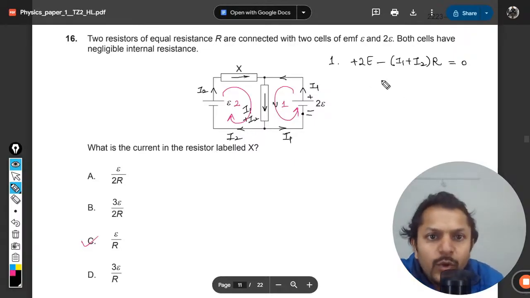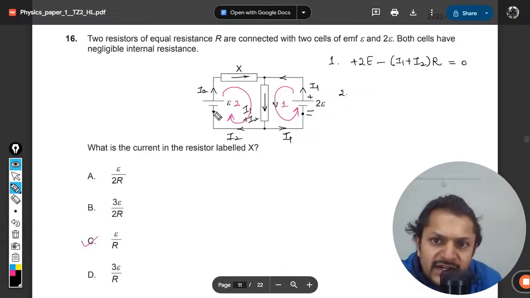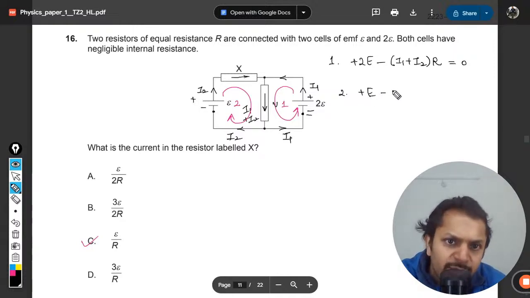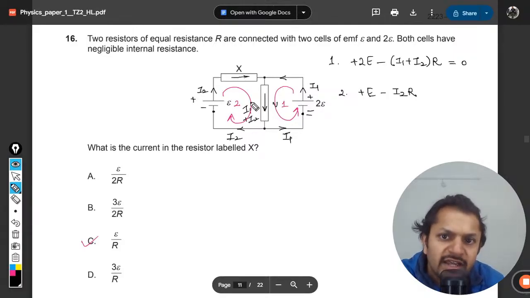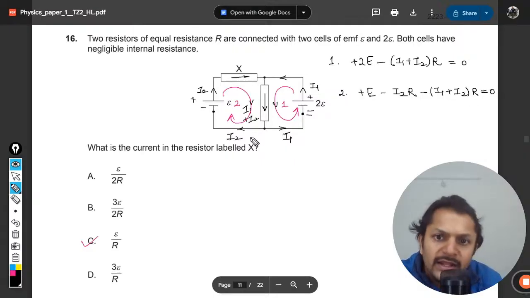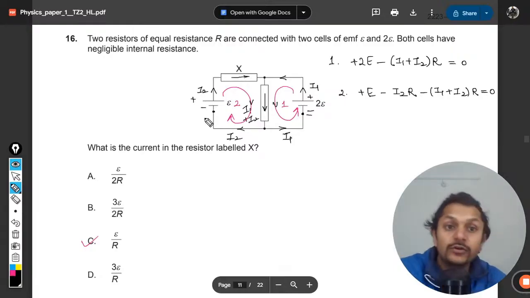So this is one equation. Now equation number two, from this loop, we are again starting from the rear end of the battery. So this is the negative terminal first, so we would be adding the battery E. Then it goes for this, so that will be negative I2 into R. And then it goes for this, again the direction is the same. And then we reach the same point, equal to 0.